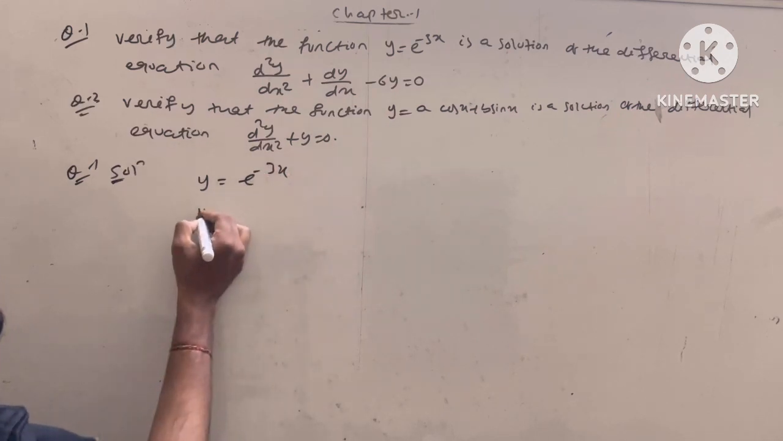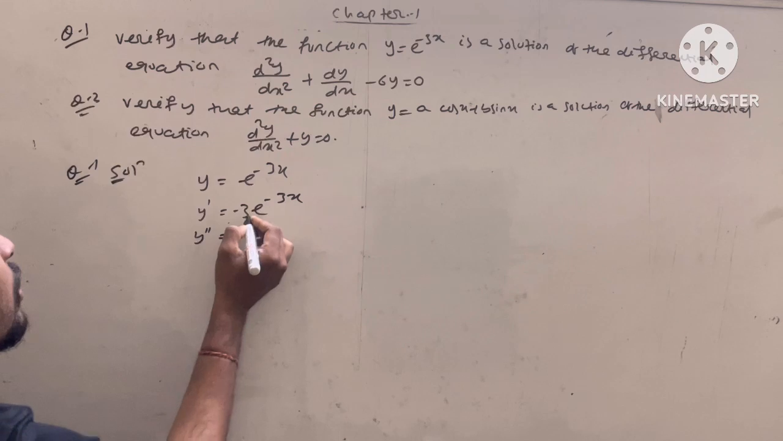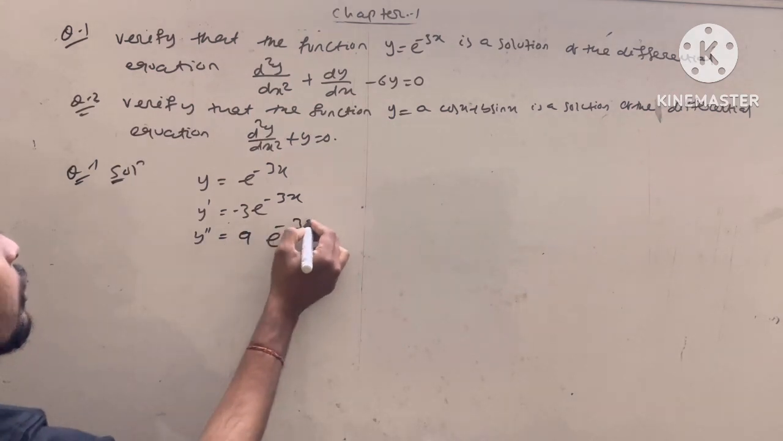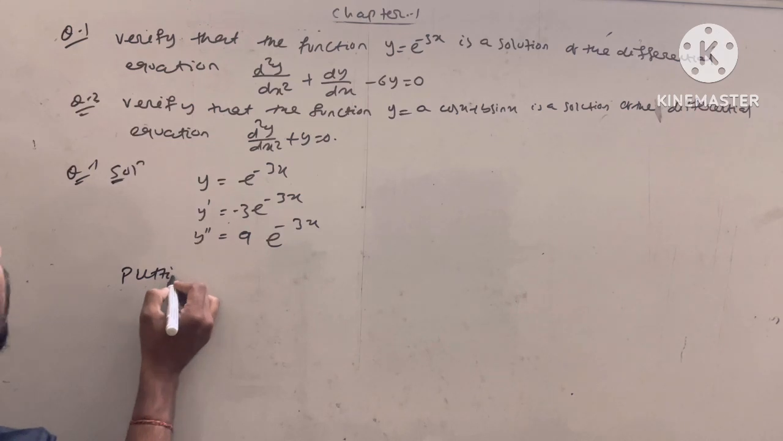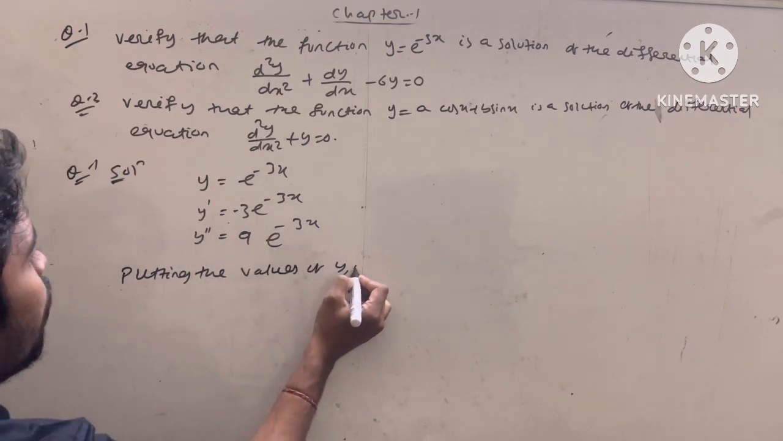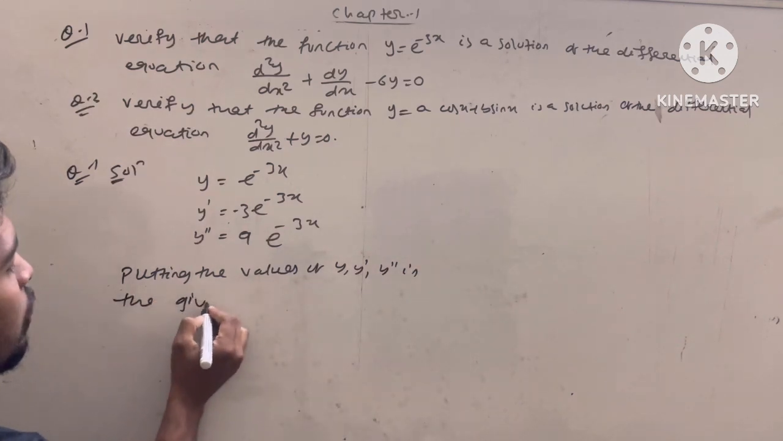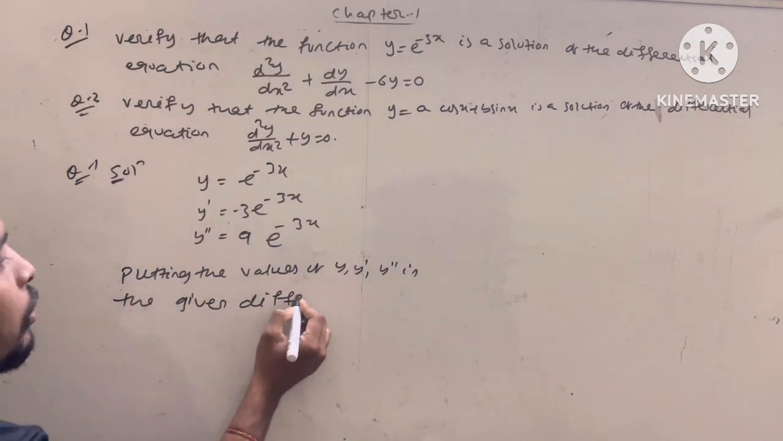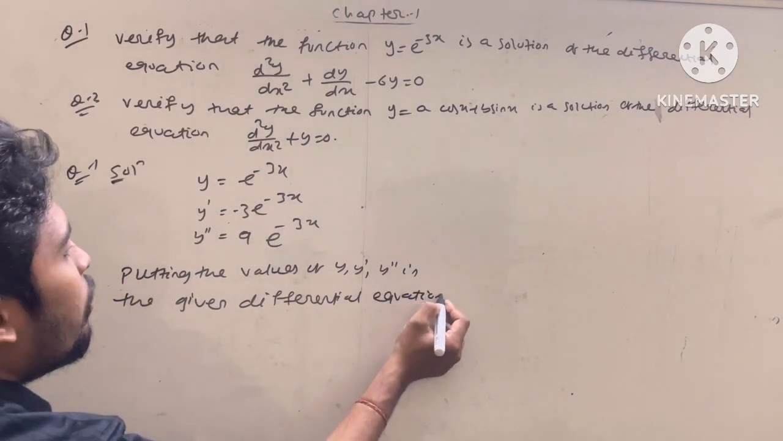Look at it. So y equal to e to the power minus 3x. So derivative you get y dash. This is minus 3 e to the power minus 3x, and y double dash is 9 e to the power minus 3x. Now putting the values of y dash, y double dash in the given differential equation. So what do you get?